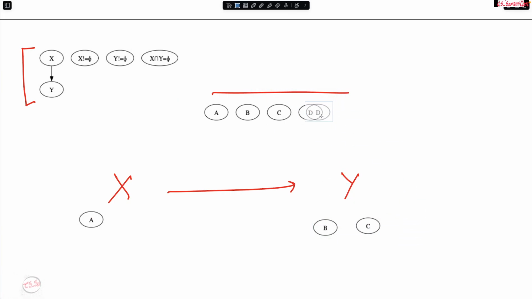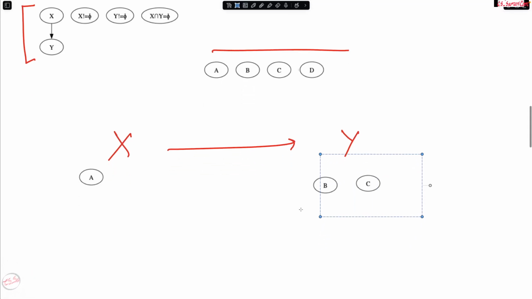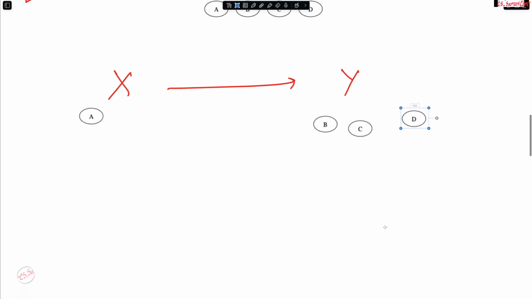Mind you, one more part: if I were not to take D over here, then also this is a valid entry because the conditions are met, because the left hand side is not empty, the right hand side is not empty, and the intersection of both, the left hand side and the right hand side, must be mutually exclusive. The intersection is equal to phi. All these conditions are met. So for only a single element being present on the left, we can have either 1, 2 or 3 attributes on the right hand side.